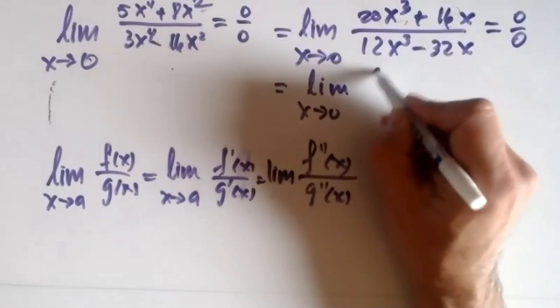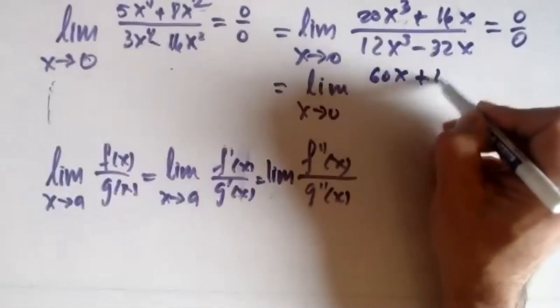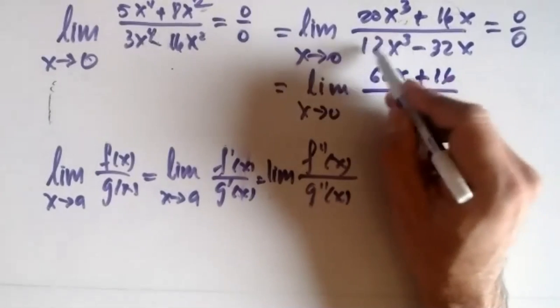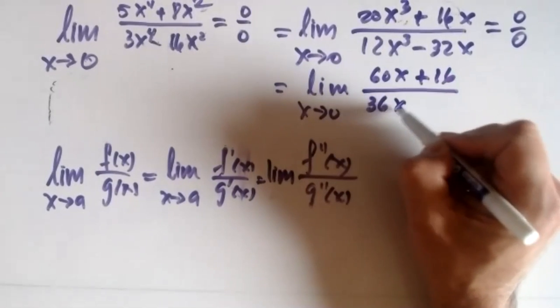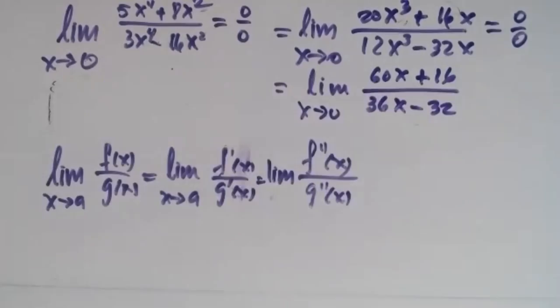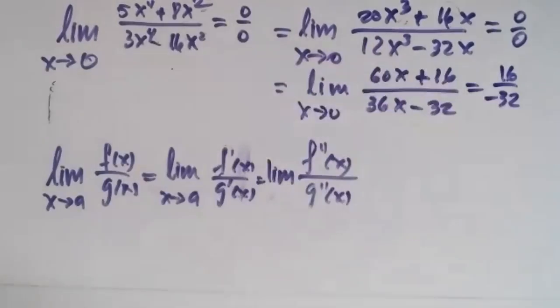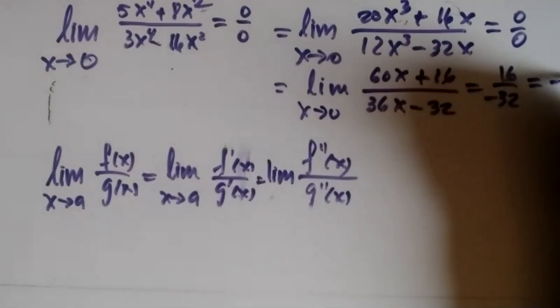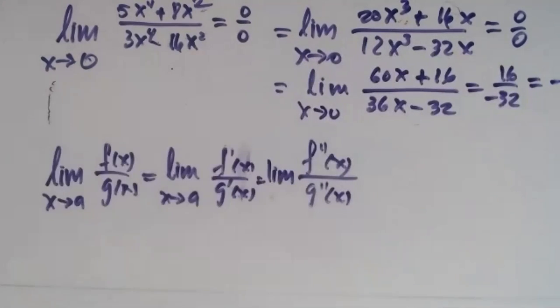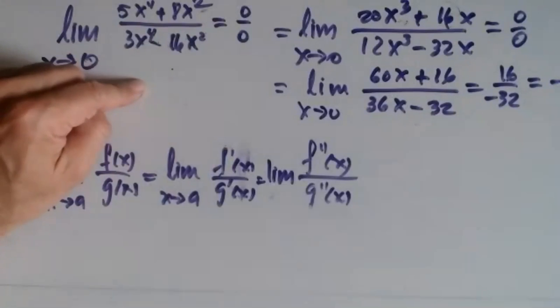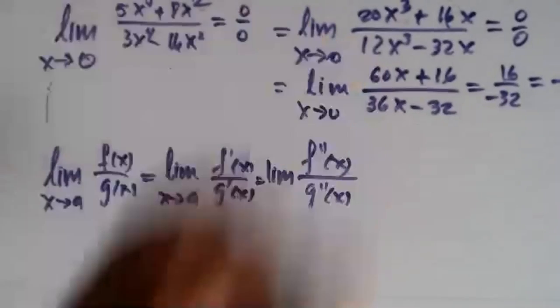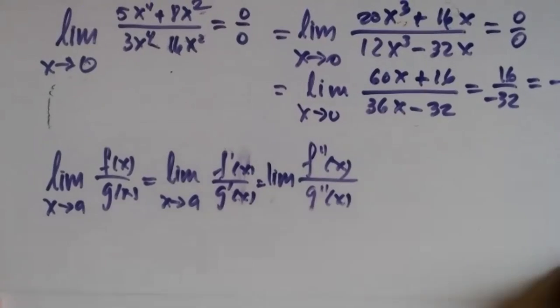Derivative of this is 60x plus 16 over 32, 36x minus 32. Now, when you evaluate, you get 16 over negative 32, and that's the half we had before, right? So, which one is longer, the previous one or this one? Well, in this case, this is longer than the other one. So, this is an efficient method, right? We're going to use this one, for instance, here.